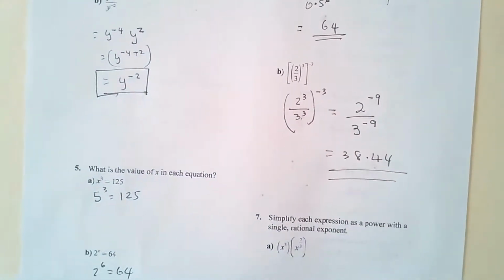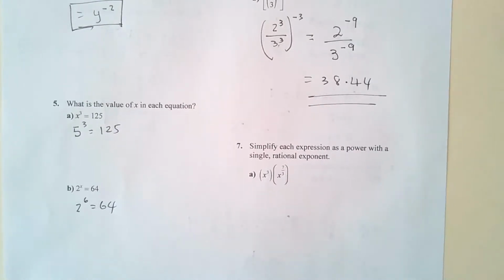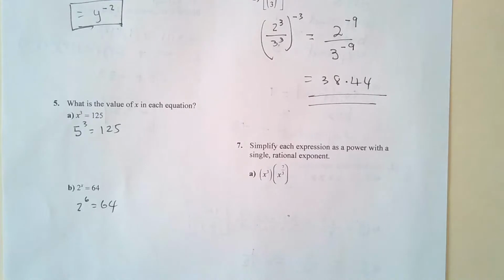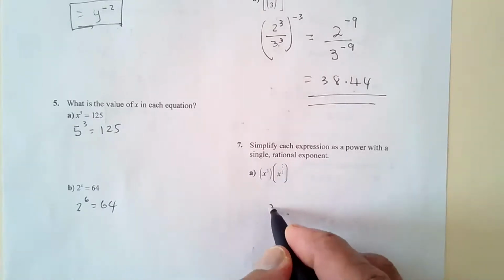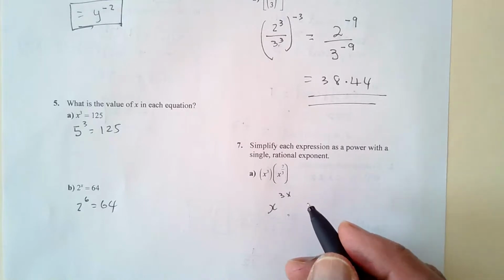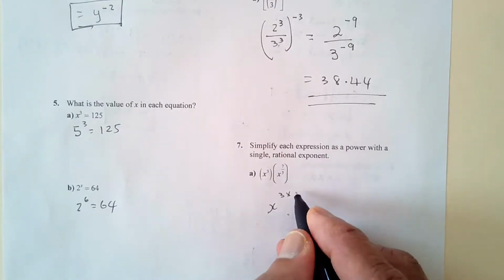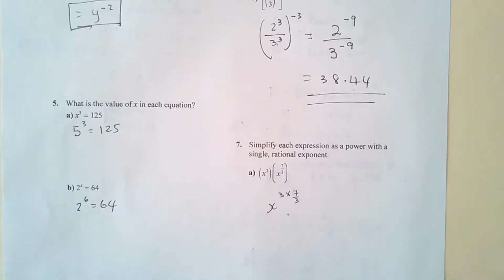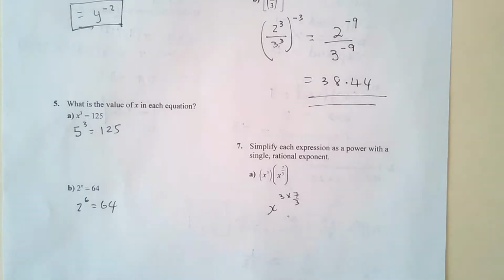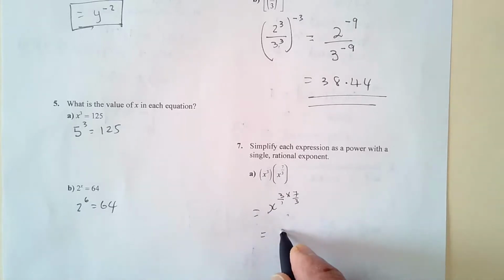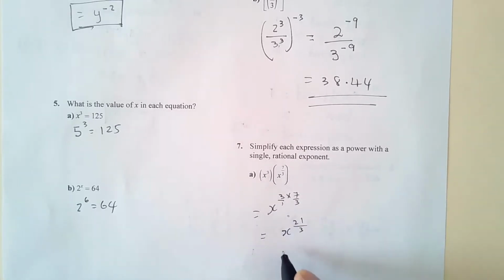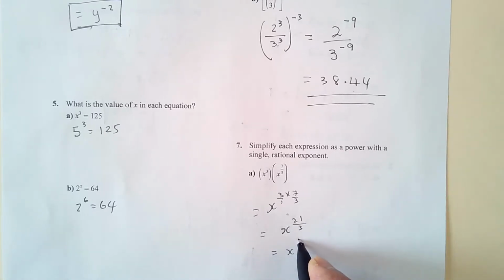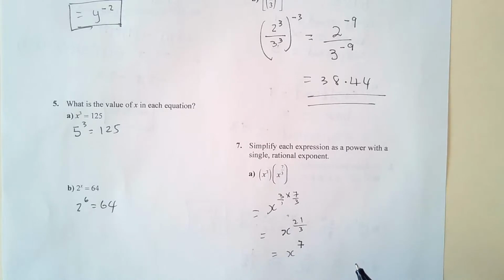And the final example, seven. We multiply the exponents, so x to the power 3 multiplied by 7 to the power 3, which results in x to the 21 to the power 3, which is x to the power 7.